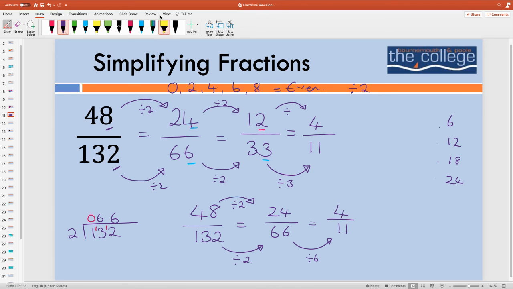4 11ths once again. So if you look, we've got 2 different ways of getting there, and we've got the same answer for both methods. So simplifying fractions, always look out if you can simplify your fraction at the end of your question.